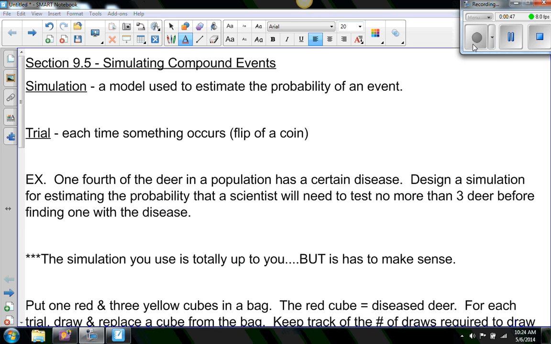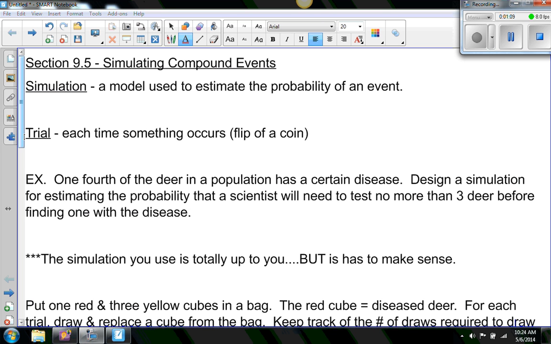Each trial, the trial is just each time something occurs. Each time you flip the coin, each time you pick a card out of the deck, each time you draw a cube. So for our example here, 1/4 of the deer in the population has a certain disease. Design a simulation for estimating the probability that a scientist will need to test no more than 3 deer before finding one with the disease.